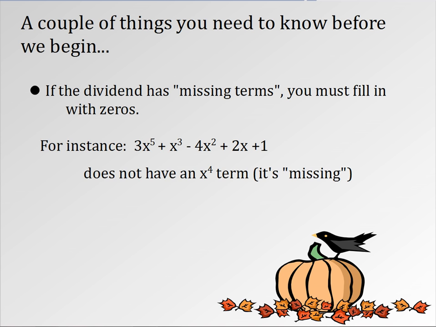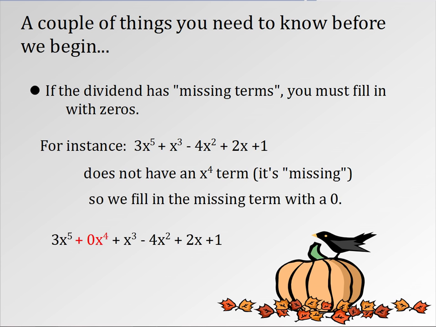If my dividend has missing terms, I'm going to fill in with zeros. Looking at that same polynomial, do you notice how I don't have an x to the fourth? I have everything else. I have a 5, 3, 2, 1, and 0 power term, but I'm missing a fourth power term. If this happens, before I can use synthetic division I've got to replace that missing term. In long division it totally would not matter, but in synthetic division it does. So I would fill in and put 0 x to the fourth.